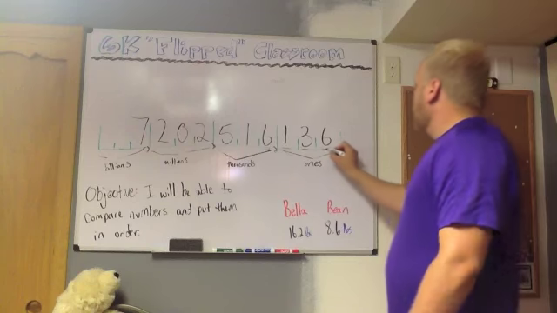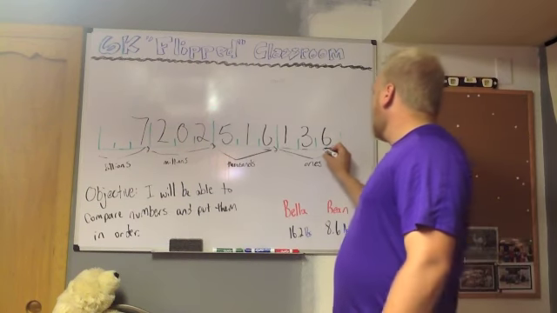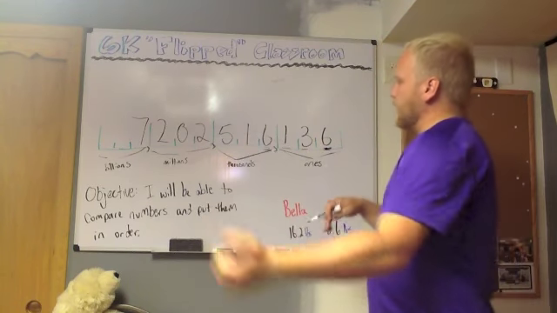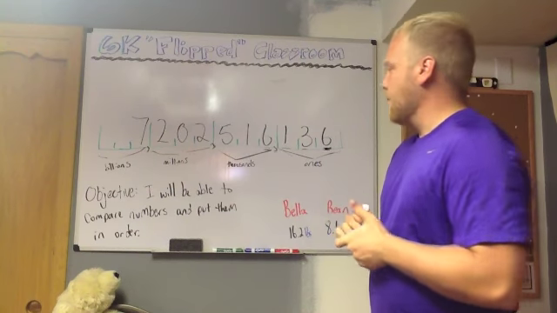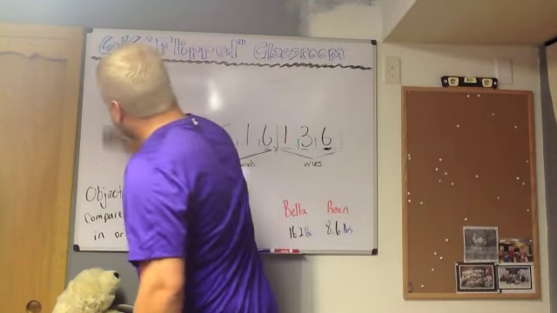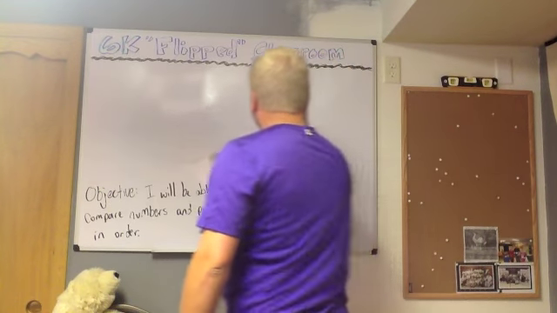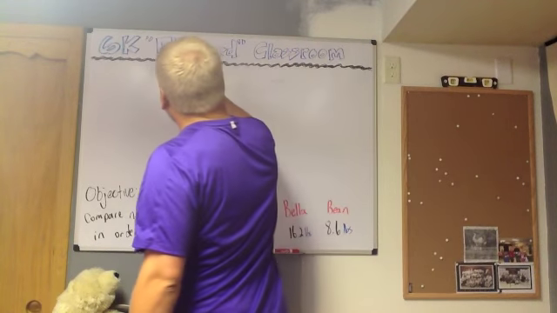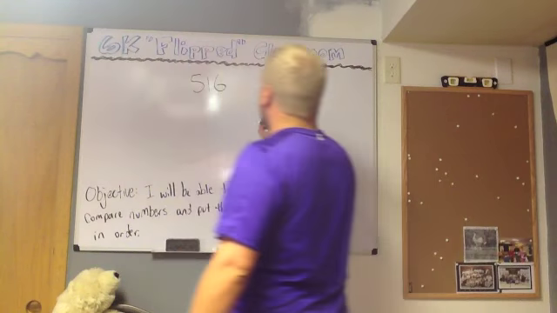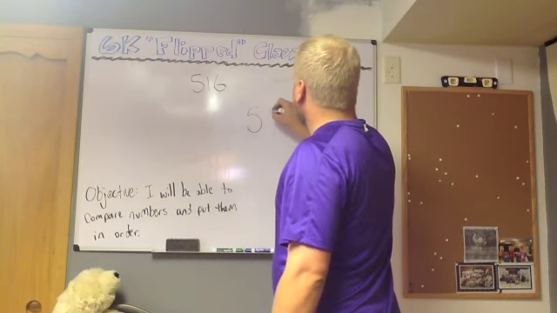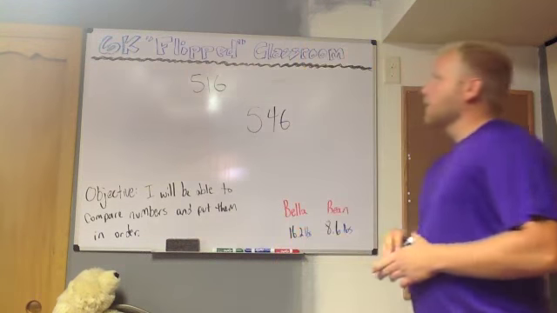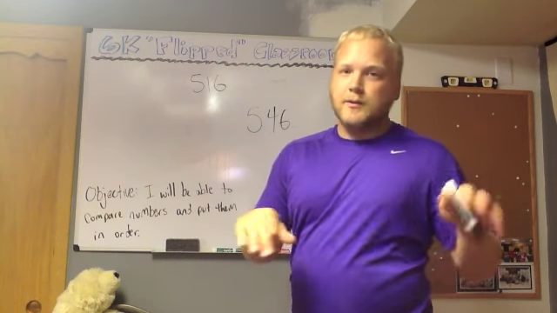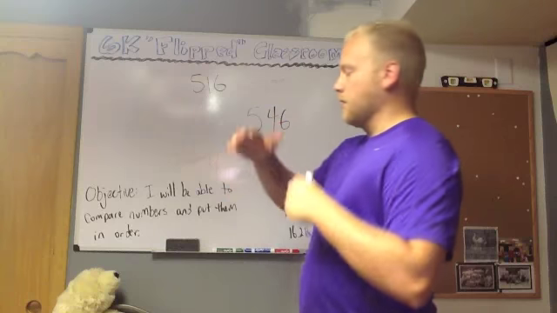So what we're going to do is look at 2 different numbers, or more than 2 different numbers, and we're going to compare them. And the first way we're going to do it is by place value. So what we're going to do is look at 2 numbers. Let's look at 516, and let's look at 546. So if we're looking at them with place value, first thing we want to do is line them up so that their place values are on top of each other.